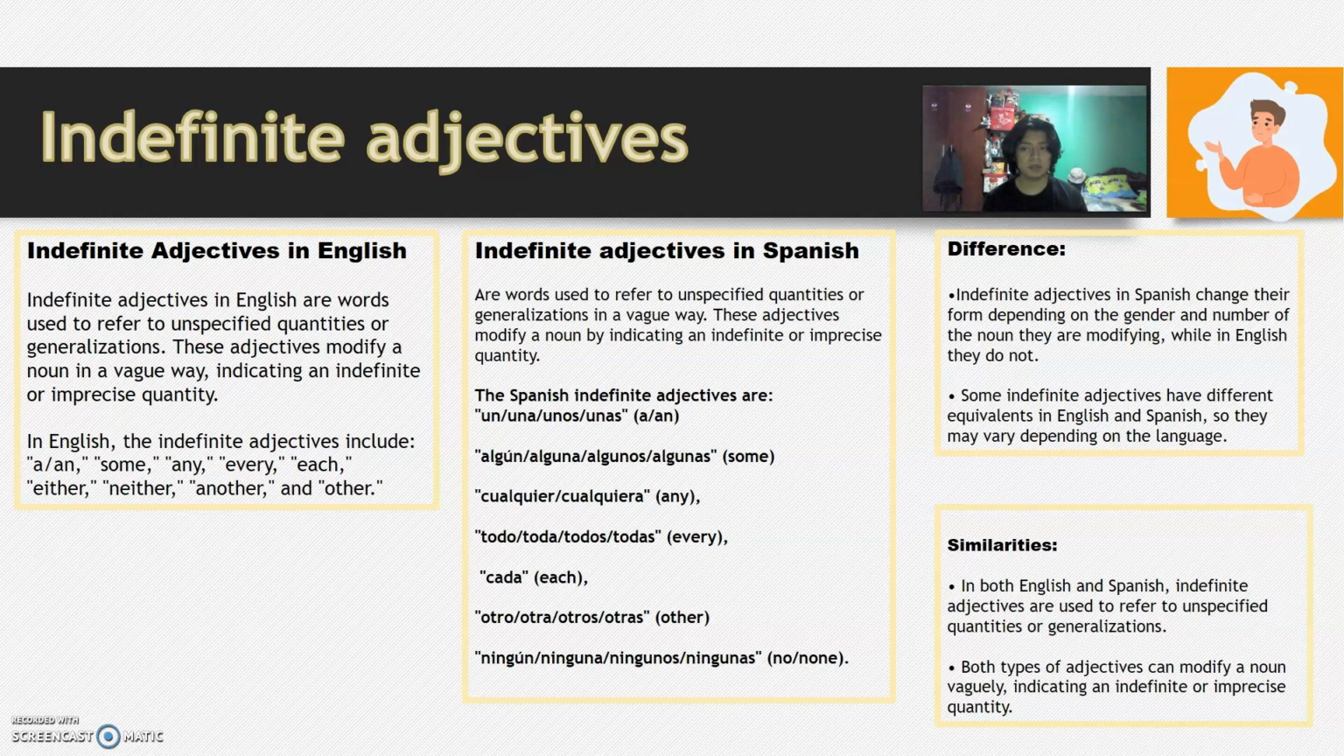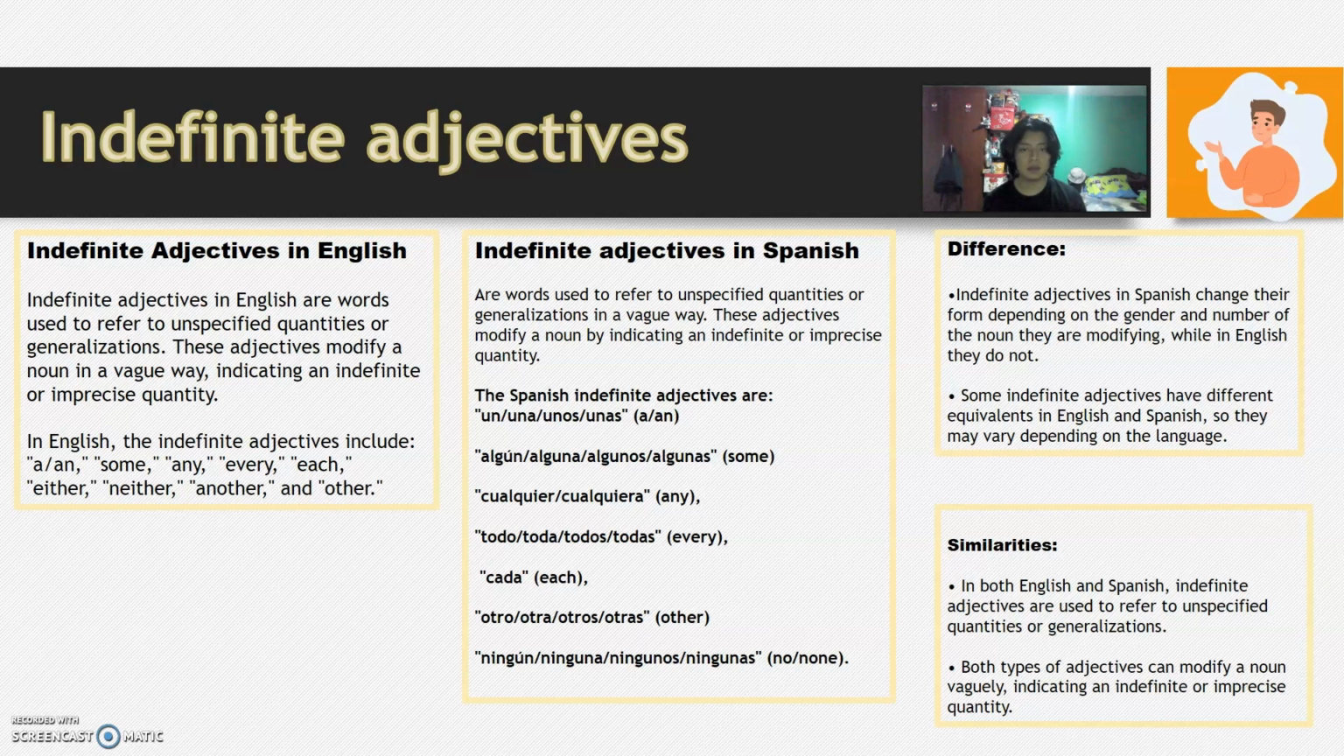Indefinite adjectives. Indefinite adjectives in English are words used to refer to unspecific quantities or generalizations. These adjectives modify a noun in a vague way, indicating an indefinite or imprecise quantity. In English, the indefinite adjectives include a, an, some, any, every, each, either, neither, another, and other.